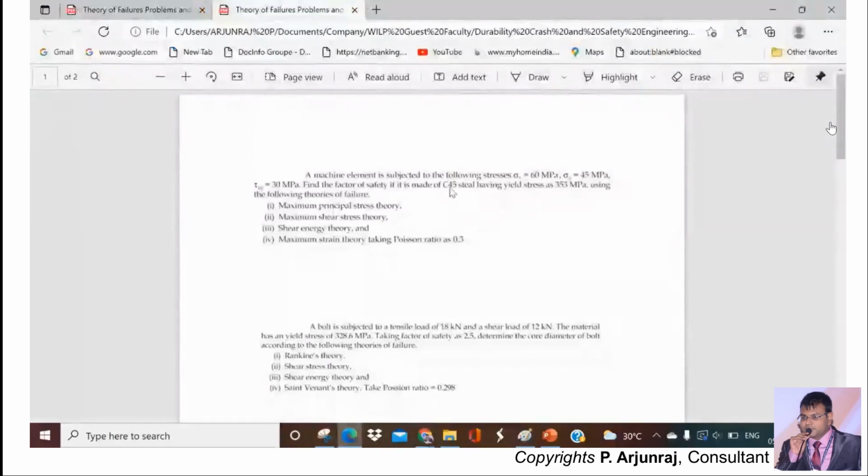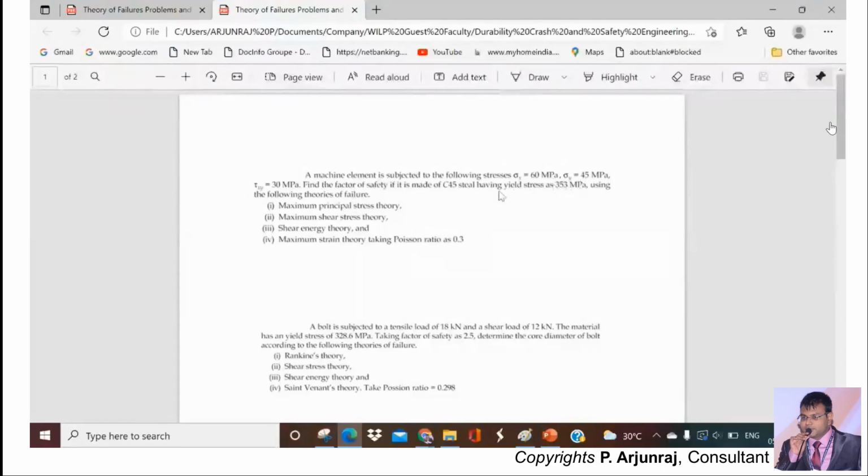A machine element is subjected to the stresses: sigma x is given as 60 MPa, sigma y, the stress acting in the y direction, is 45 MPa, and tau xy is 30 MPa. It is very important that we find the factor of safety. This is the problem statement. We need to find the factor of safety, and the material given here is C45 steel, which has a yield stress of 353 MPa.